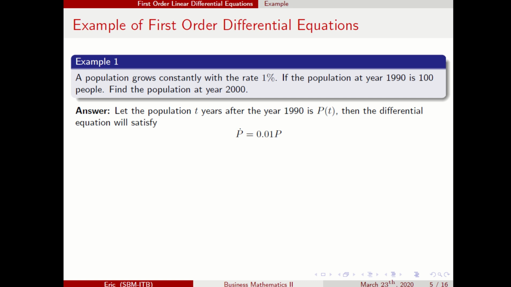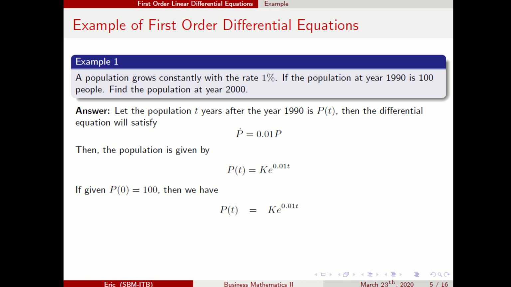So what do we want to know? We want to know what is the population 10 years after 1990. So I want to know what is P(10), P at t equals 10. I know this is the same as y dot equals ay plus b with a is 0.01 and b is 0. And the solution is given by this: p(t) equals a constant times e to the 0.01 times t.